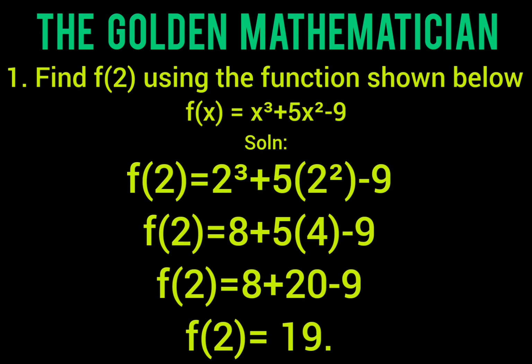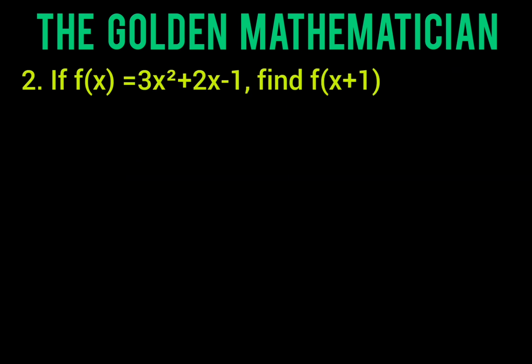So we now have 8 plus 5 open bracket 4 close bracket minus 9, which is going to be equal to 8 plus 20 minus 9, which is equal to 19. So f of 2 is equal to 19. We have another question here.